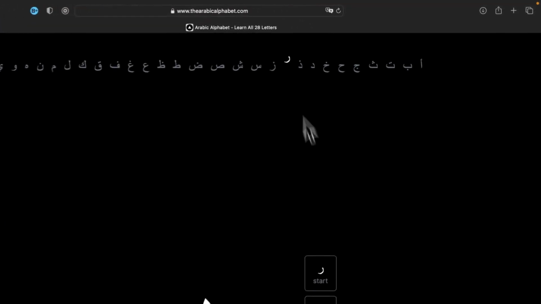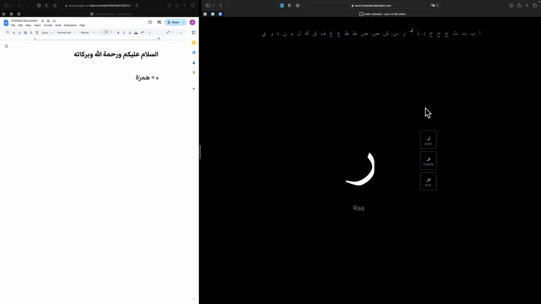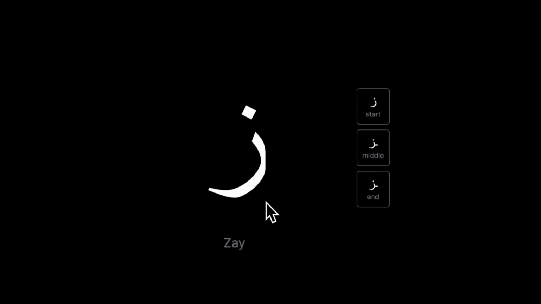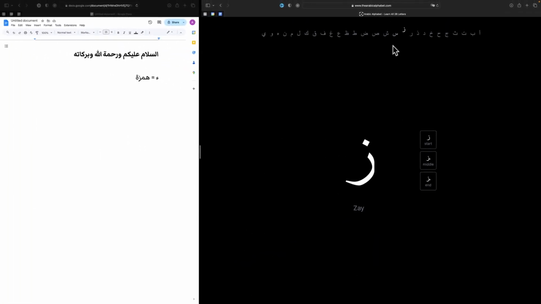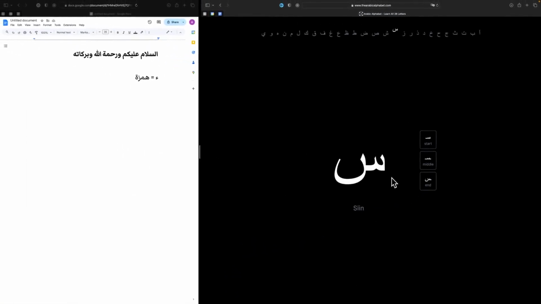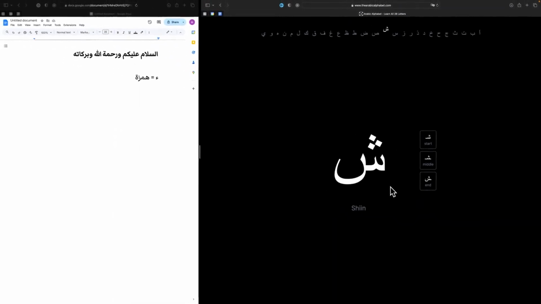Next is Ra, which is equivalent to the letter R, but we roll our R's in Arabic. Next is Zay, which is equivalent to the letter Z. Next is Siin, which is equivalent to the letter S. Next is Shiin, which is equivalent to the SH sound.